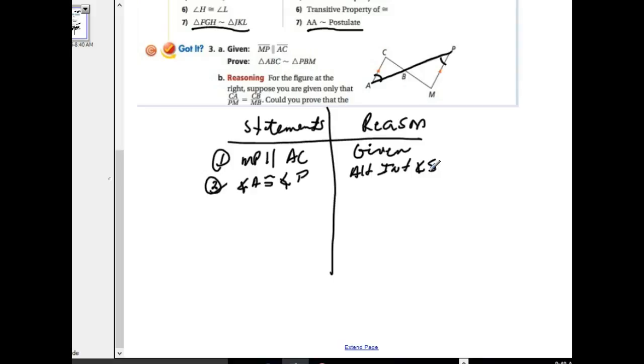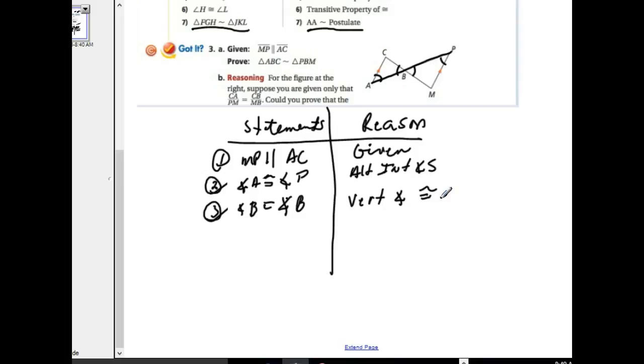Also, in looking at the picture for statement number 3, I could also say that angle B is congruent to angle B. The angle B on the left side and the angle B on the right side are congruent because vertical angles are always congruent. That's another rule that we learned in geometry already.